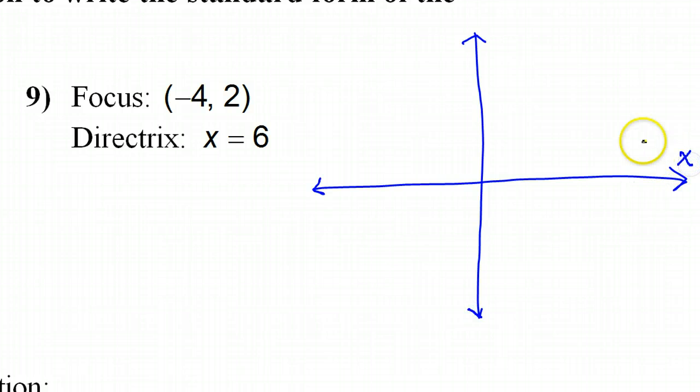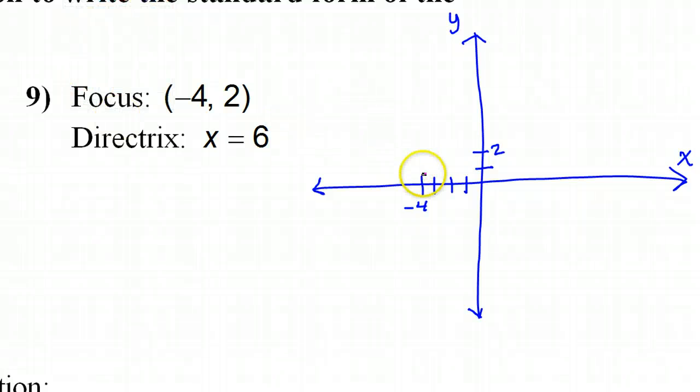Okay, so this is our x-axis, and that's our y-axis. So this time we're not given the vertex, so we'll have to work a little bit harder. But we have the focus, which is at negative 4, comma 2. So let's see, 1, 2, 3, 4. So that's negative 4, comma 2. So 1, 2.